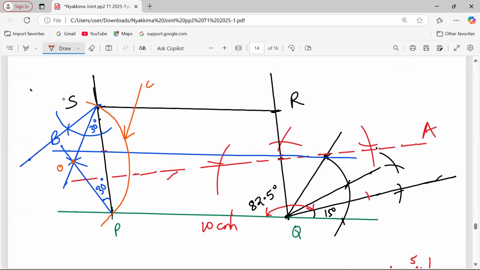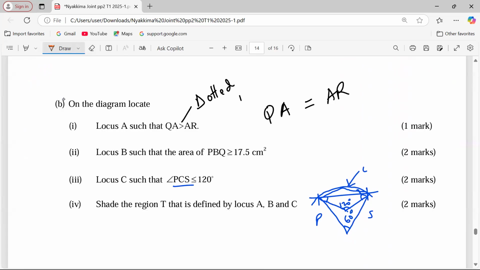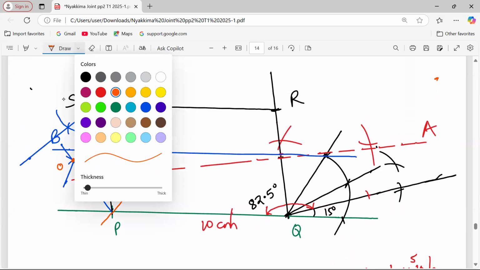When you examine these very well, you will discover that the loci of C, B, and A are bounding a common region. That's why we have the instructions in the last part, whereby we are told to shade T, the region that is defined by the loci A, B, and C. So the region bounded by all of them.